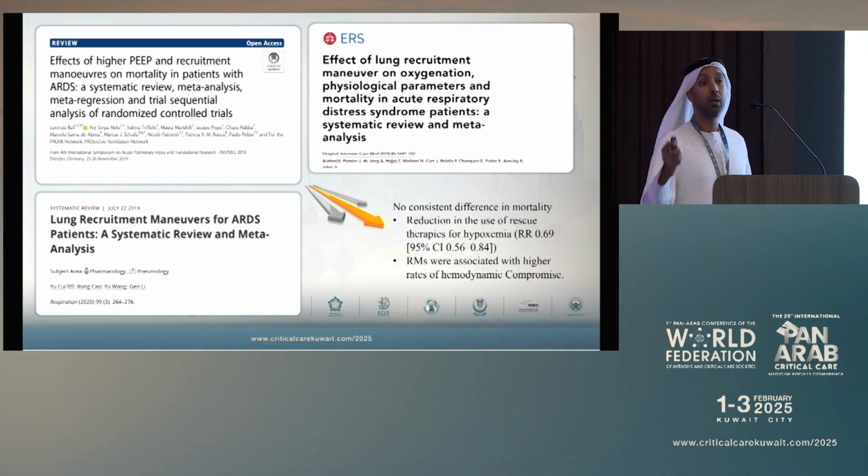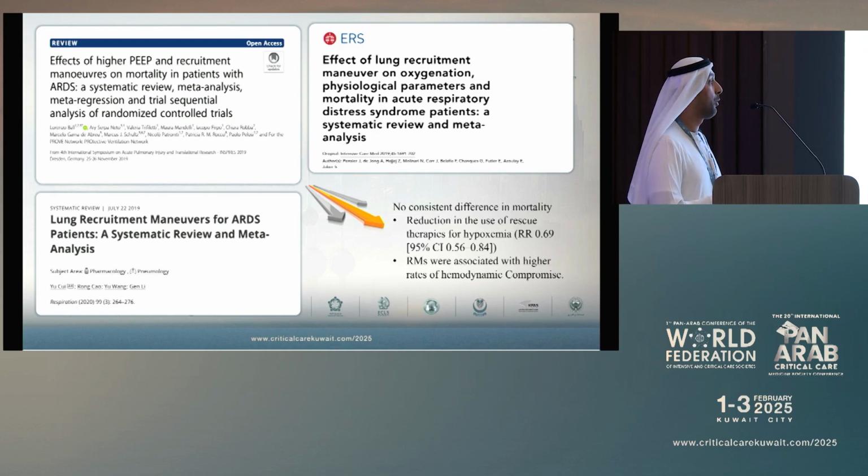After that, there are three big meta-analyses combining all the adult data about recruitment. They found there is no consistent difference in mortality. Some describe decreased rescue use of adjunctive therapy such as nitric oxide or ECMO, and it is obviously associated with a higher rate of hemodynamic compromise.